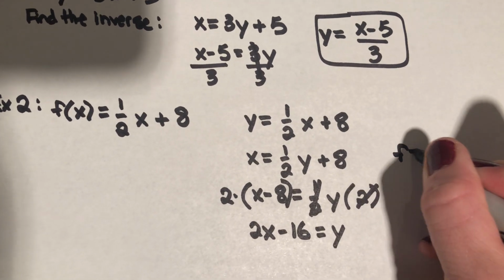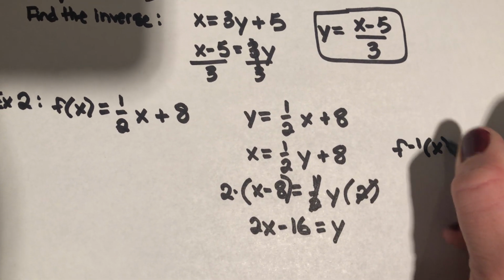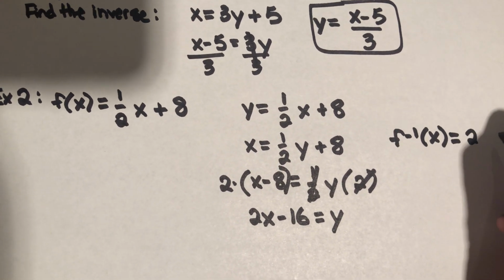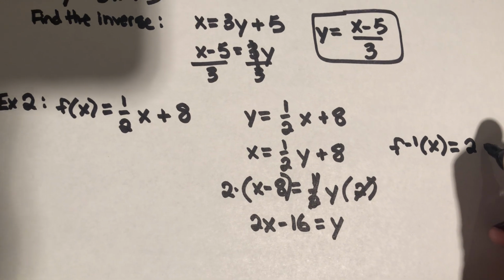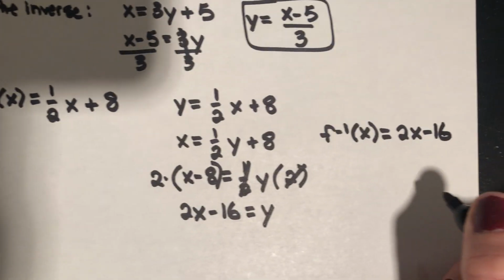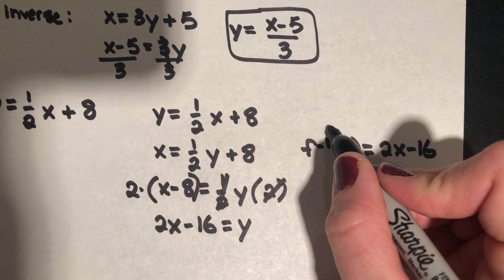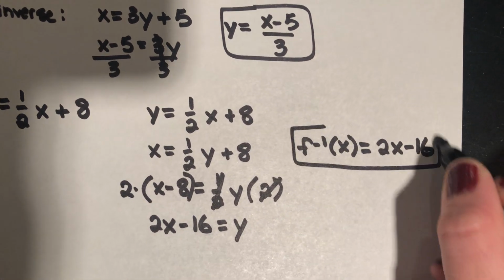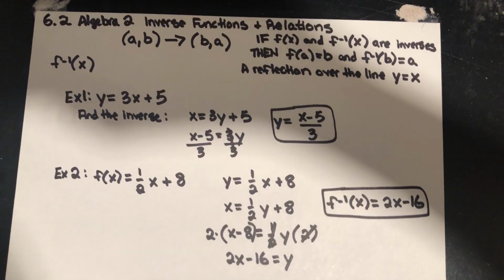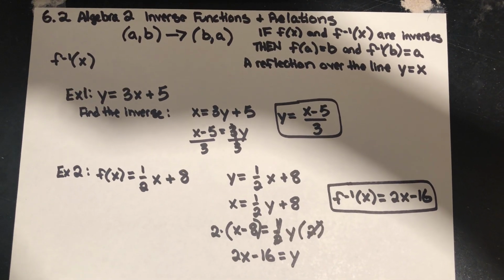So my inverse of x equals 2x minus 16. I'm sorry, I was deciding which way I wanted to write it, but 2x minus 16. And there we go. All right, that is the algebraic way to solve for inverses.